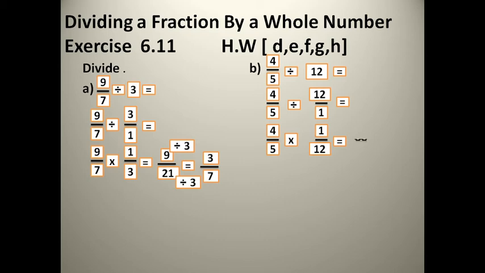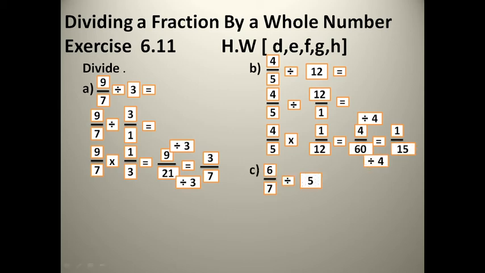Now you can multiply 1 by 4, 4. 12 by 5, it is 60. If you divide 4 by 4 and 60 by 4, the answer will be 4 divided by 4, it is 1. 60 divided by 4, it is 15. Okay, this is the last one here.